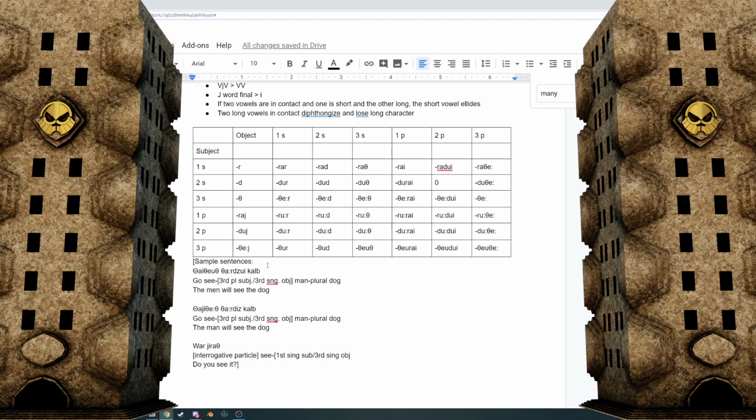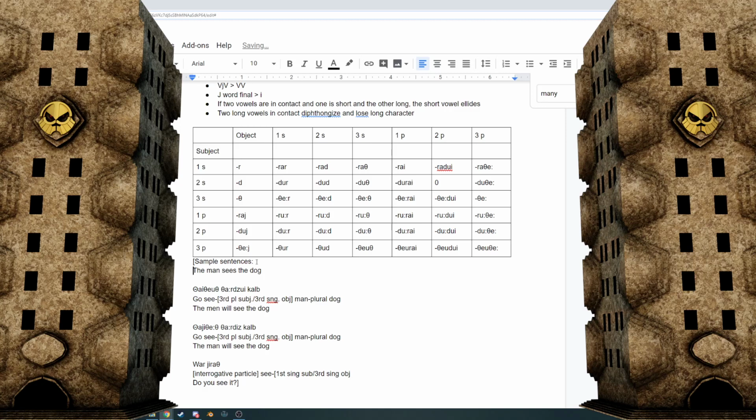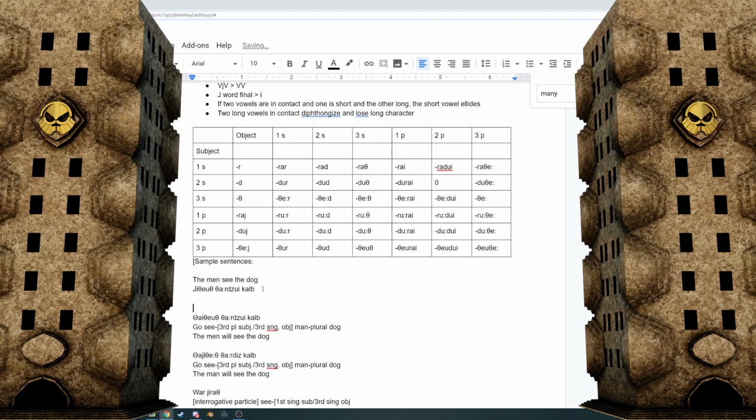Okay. We're also going to add in the man sees the dog as an option. So the man sees the dog would be one of our options here. So it's going to actually be Itheuth Tharduigal. Well, this would be man, but whatever. And see the dog. That's third person plural. Yeah, okay. Tharduigal. So we'll get out. Oh. See the dog. Okay.